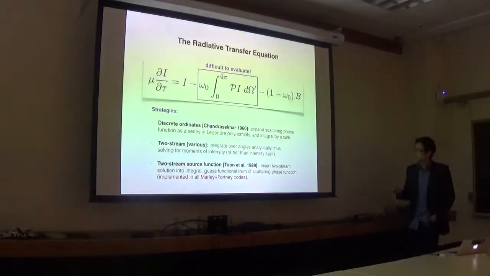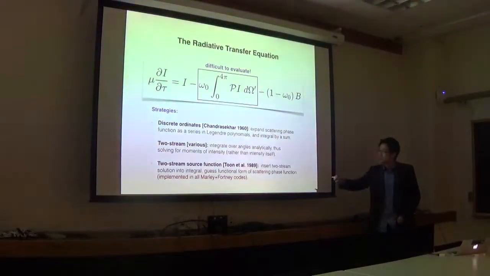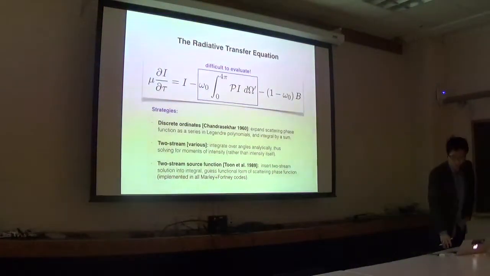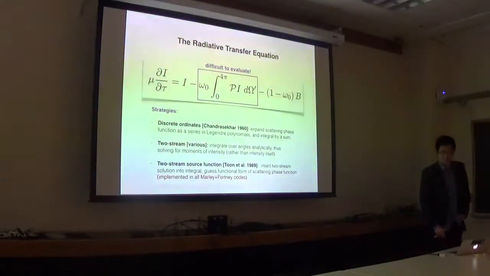This is the method that's used in Toon et al. And this is the method that is used in all of the codes that Jonathan Fortney and Marley publish in their papers when they do radiative transfer calculations.